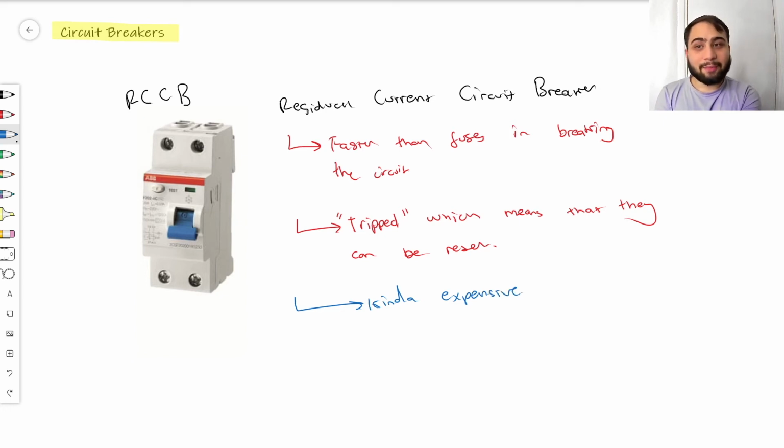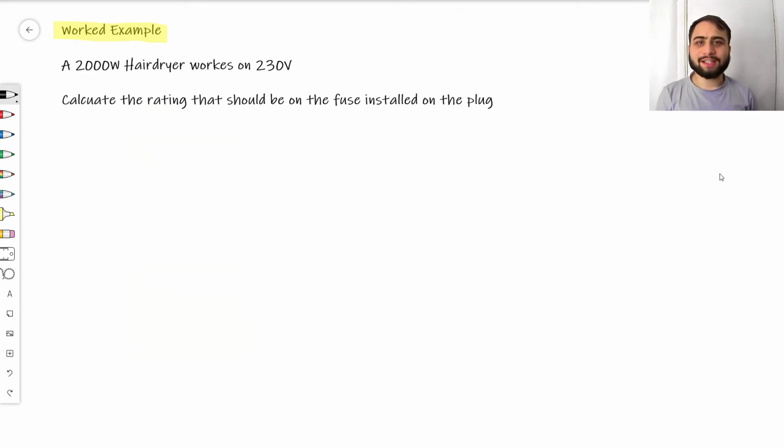And remember the word RCCB, because you can be asked, oh, what sort of safety feature can be used in a UK home apart from a fuse? That's a very common type of question. Alright, so let's have a look at this worked example right here.